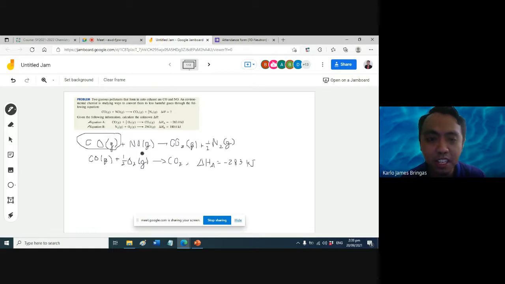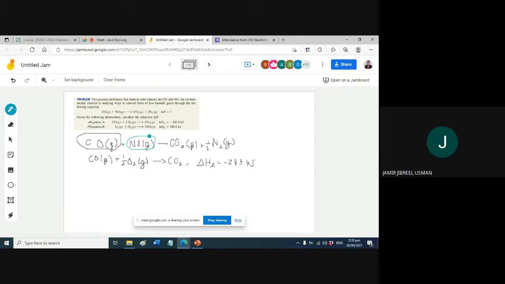So just by copying the CO, or rather the equation A, we already have the CO gas in our target equation. Now this time, what we're gonna focus on is N and O gas. So I think we should be using equation B this time. So can anybody suggest to me, ano bang gagawin natin kay equation B? Para lang magkaroon tayo ng 1 NO gas in the reactant side.